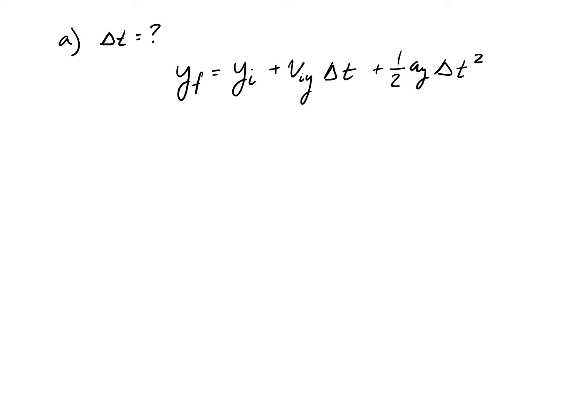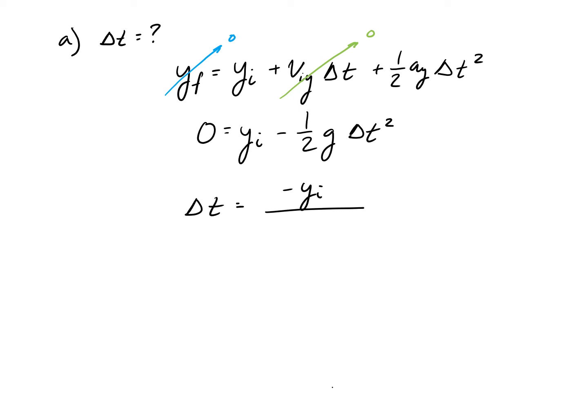Based on my coordinate system, my final position is going to be 0. And based on the fact that the soccer ball is being kicked horizontally, I do not have an initial velocity in the y direction. So what I have is my initial position, minus 1/2 g delta t squared. I've plugged in that my acceleration is negative g here. I can now rearrange this and solve for the change in time. So the change in time is going to be the square root of negative yi divided by negative 1/2 g.